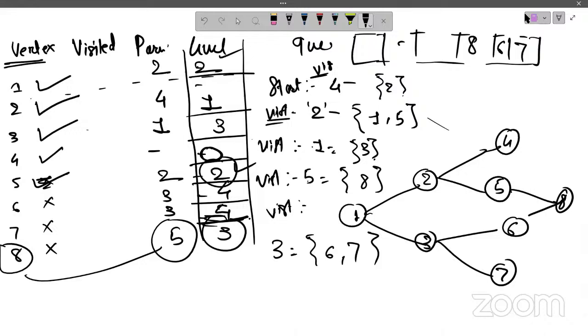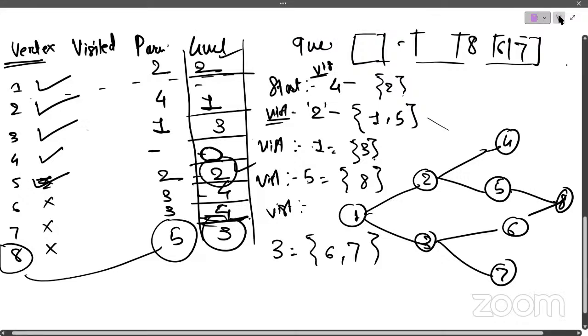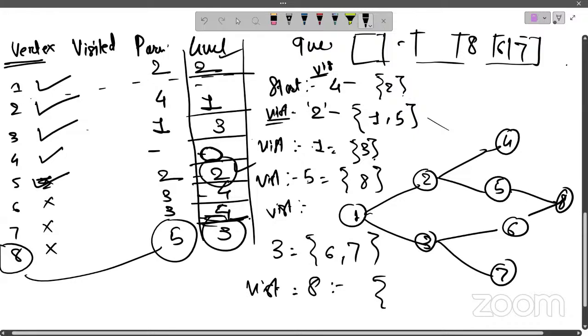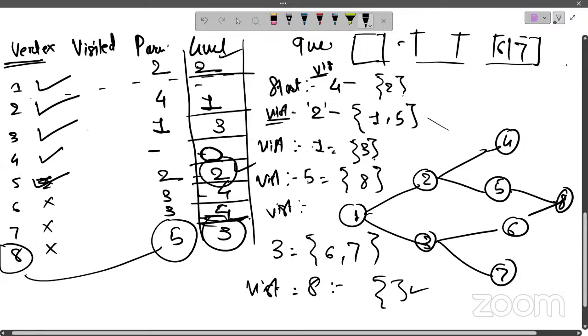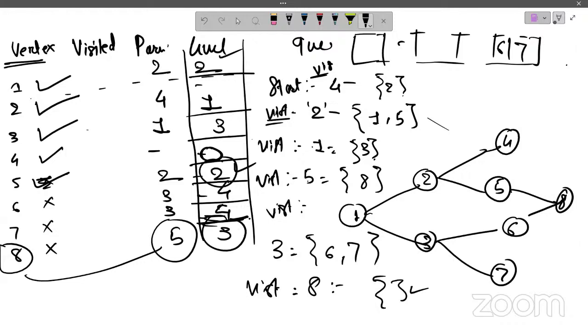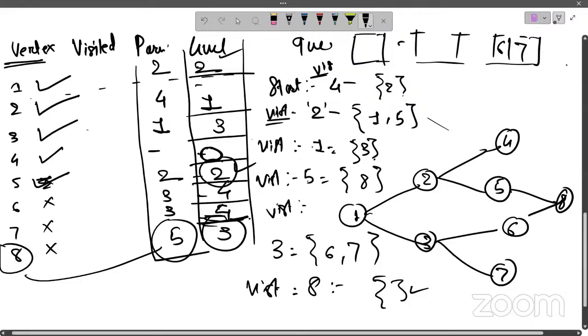Yes, ma'am. Okay. So 6 and 7 also listed. Now I'll visit 8. 8 is the last thing. I mean, 8 will give 5 and 6, which are already visited. It won't give me anything else. So I'll remove it. And 8 is coming from 5. It is not giving me anything. So I think we have listed all the parents, right?